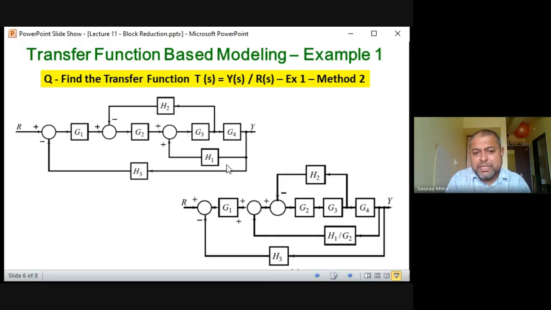The first intermediate diagram had this summing point 3, which was after summing point 2. So our first step is that this point is taken to the right, then this H1 becomes H1 by G2, and next summing point 3 and summing point 2 are swapped. These are the two steps. If you have a notebook, you can write them down. First step is shifting the G2 block after summing point 3, SP3. And the second step is that SP2 and SP3 are swapped.